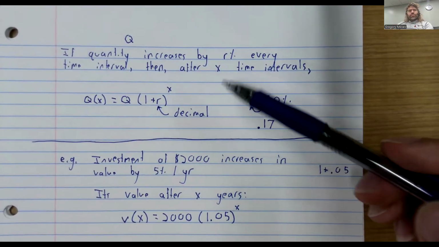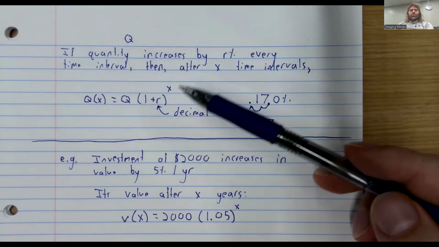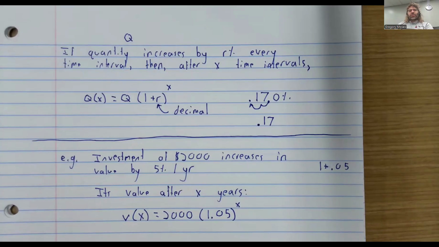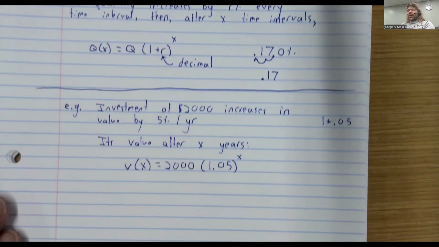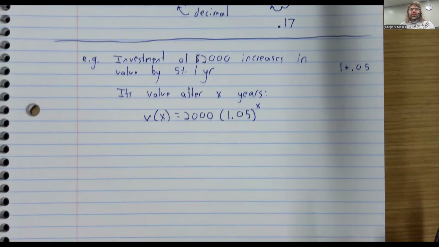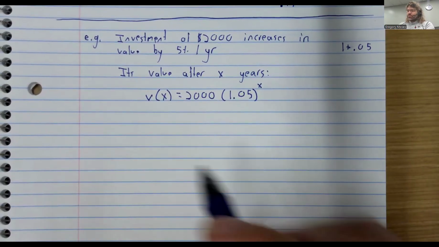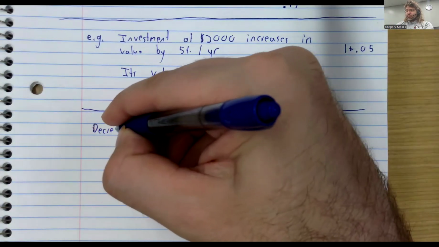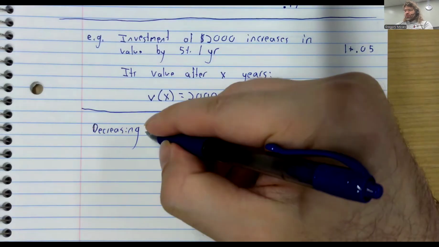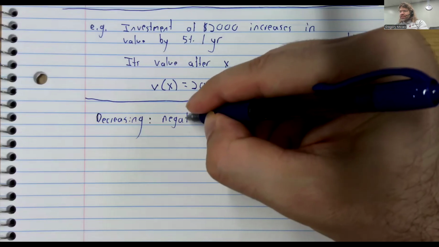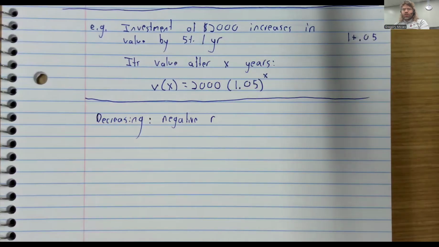Up here, I use the word increases. If a quantity Q increases by R% every time interval, etc. We can also have exponential functions where the quantity is decreasing. And if the quantity is decreasing, that's represented by a negative R.